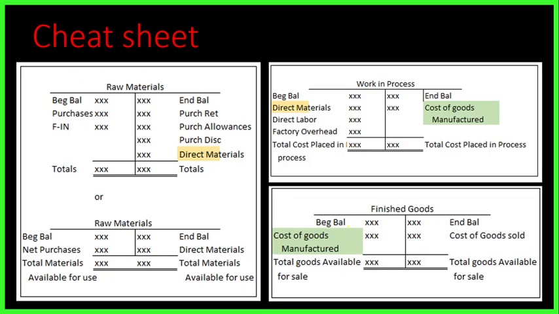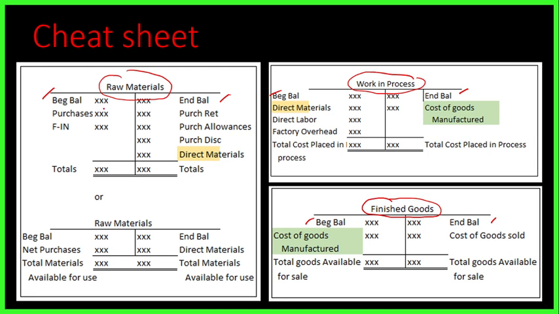Okay, so this is now your cheat sheet. Screen capture it, print it, and stick it on your walls so that it will be easier for you to memorize the basic cost flow for manufacturing. So, first, you have the different inventories: raw materials, work in process and finished goods. Since these are inventories, these are assets. So, you have your beginning balance on this side and ending balance on this side. That is what is common to all three.